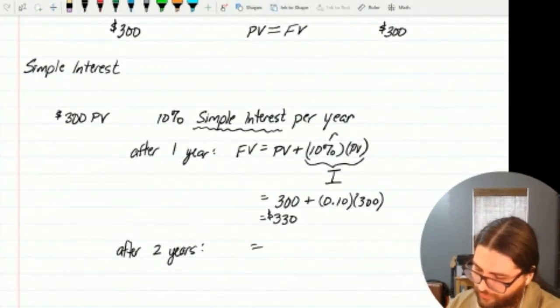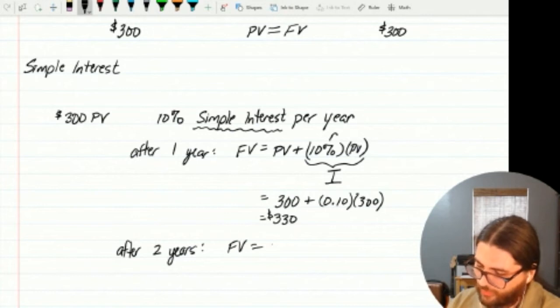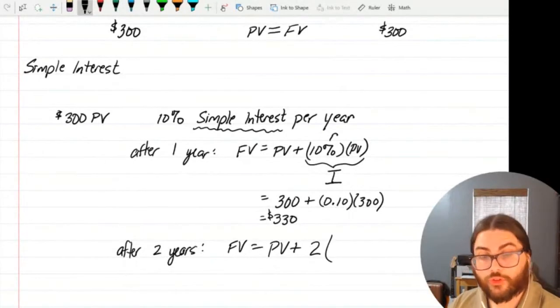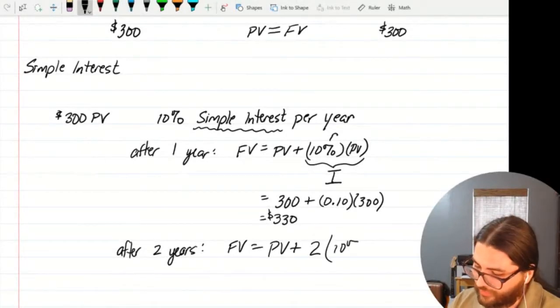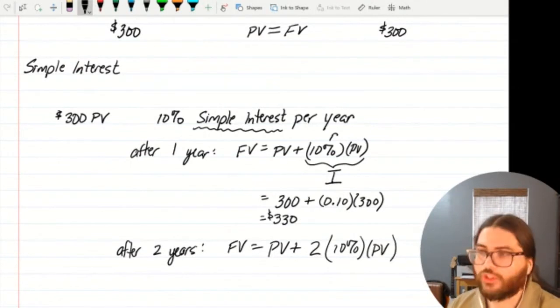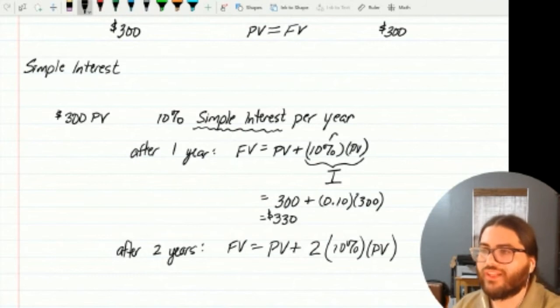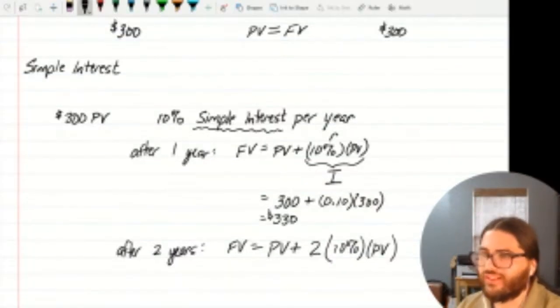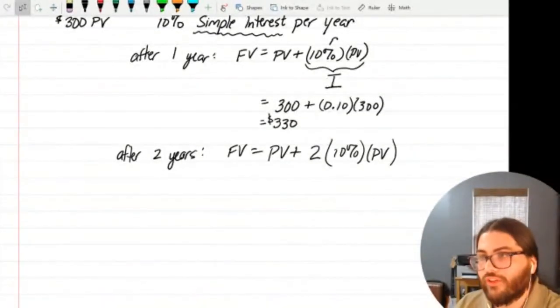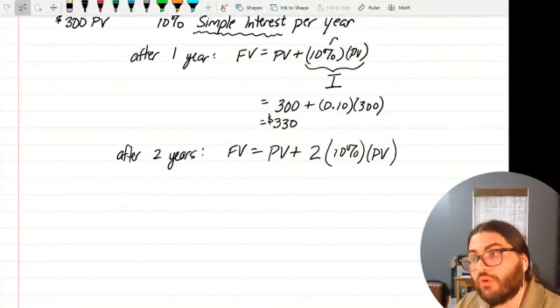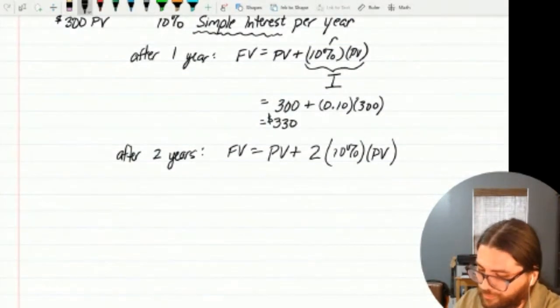So, future value. Future value after 2 years would be the present value plus 2 times, because it's gone for 2 years, 10% times the present value. And we'll make this into a more generic formula, which you can box in and write down on your note card. So when you take your exams, you can have a better formula. This is just helping me understand where I get these numbers from in the first place. Right? It looks almost exactly the same as the 1-year case, only I multiplied the interest part times 2.